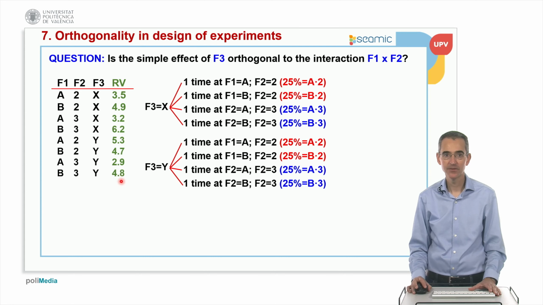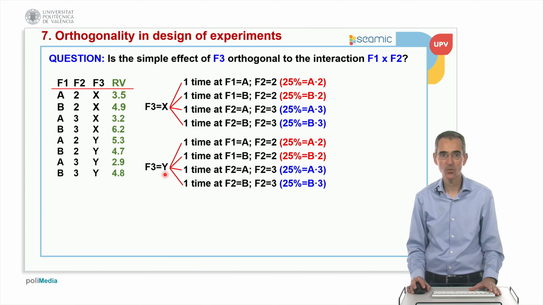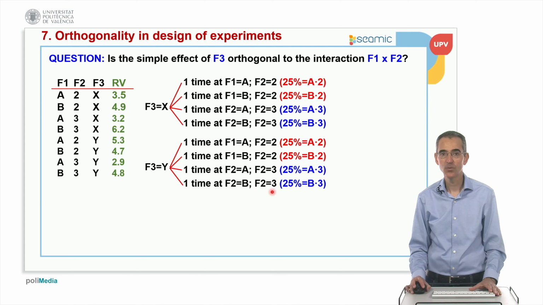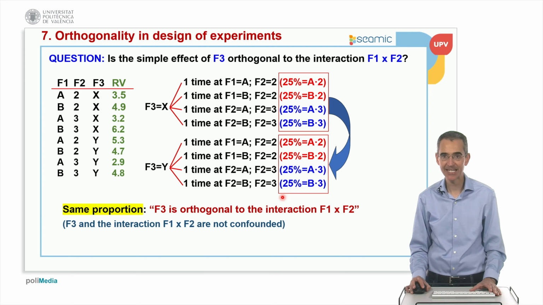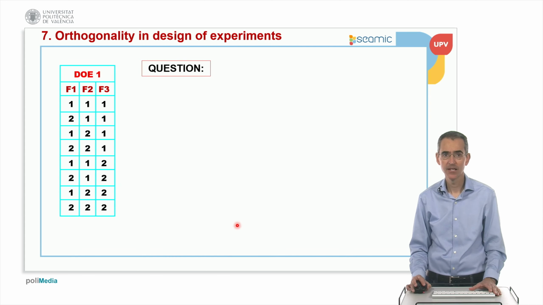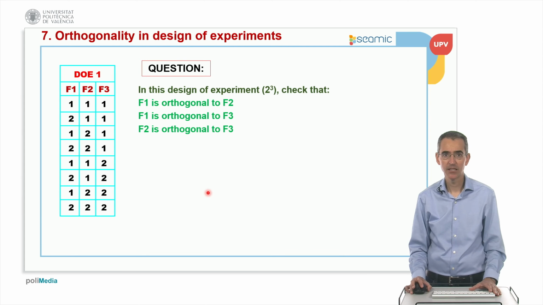So for the third factor with the variant y, if we do the same, we end up having exactly the same percentages. As the proportion is the same, we say that the third factor is orthogonal to the interaction, which is important. F3 and the interaction are not confounded. Well, now a question. In this design, we can check that.